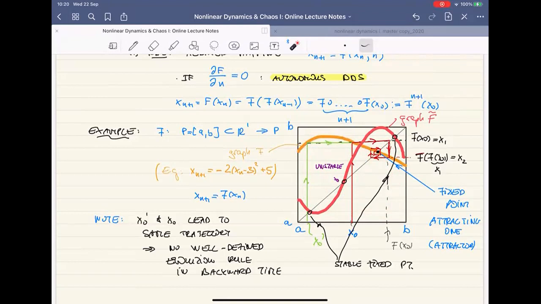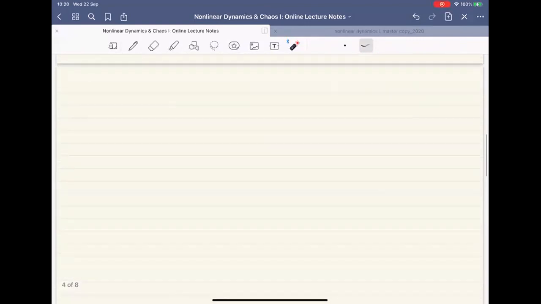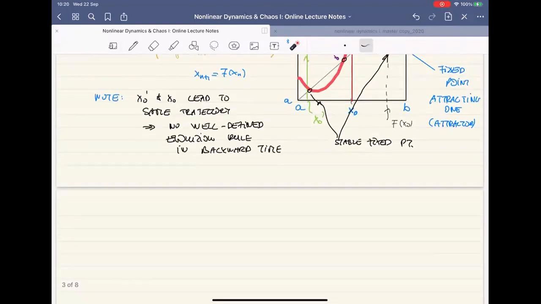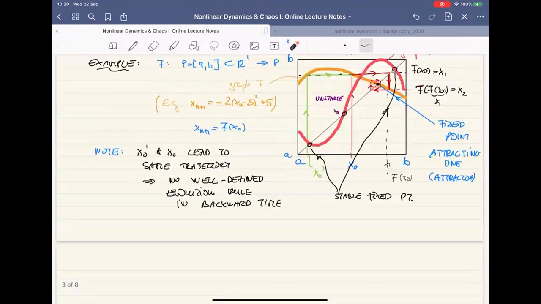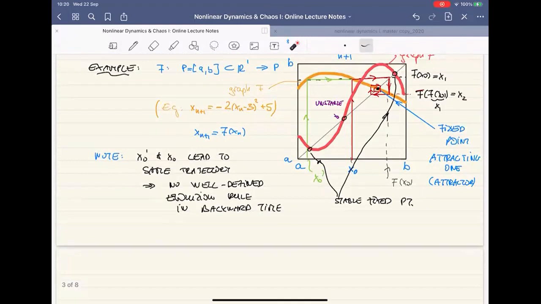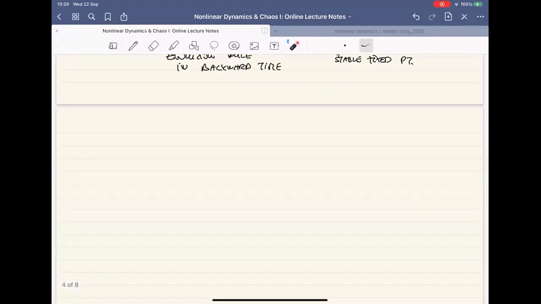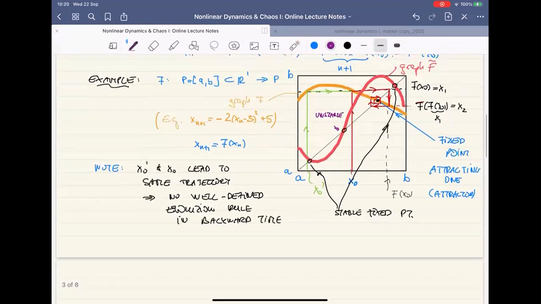Okay, would there be any questions related to this? What I've covered so far? If not, I just thought I would spend a little bit of time sketching further examples along these lines.